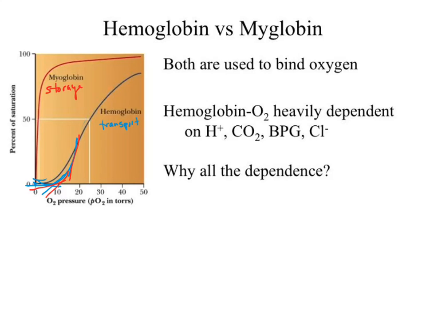Kind of a neat little process that we can pick up by looking at the curve and noticing the shape of the curve. Okay? The other thing we'll find is that our hemoglobin binds oxygen in a heavily dependent way on a lot of other properties. H+, CO2, BPG, Cl-. All of these things change how hemoglobin can bind oxygen. Why might we want that feature to show up?